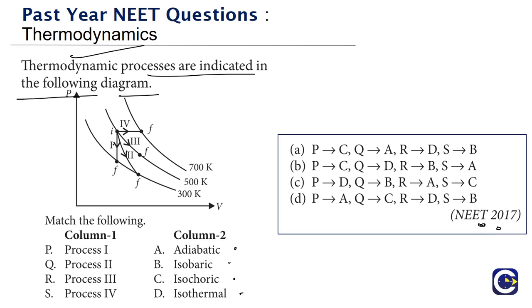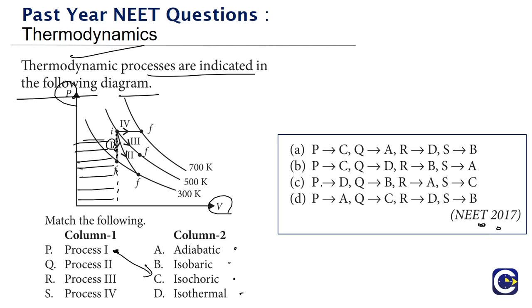So if you look at process 1, we'll just go one by one. Process 1 is what? This is the PV diagram, right? So process 1, look at it. Each and every point, it's a vertical line, means what? The volume will be constant. For each and every point on that vertical line, the x coordinate will be constant, right? X coordinate means what? This one. So for each and every point, the x coordinate is constant, means volume is constant. Volume constant means what? It will be an isochoric process. So process 1, which is P, will be what? P is matched to C, isochoric.